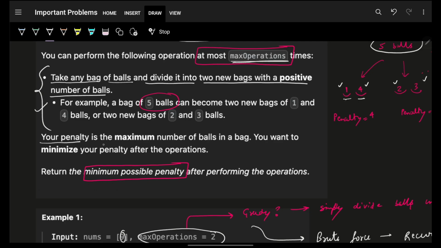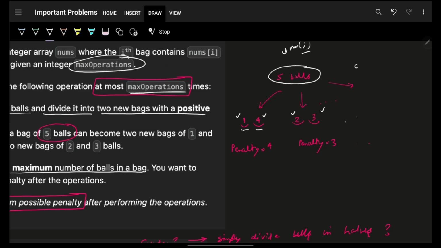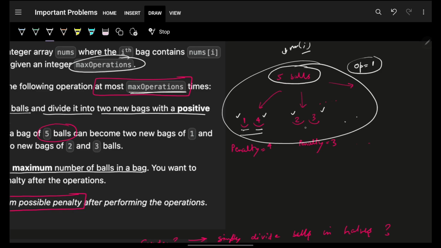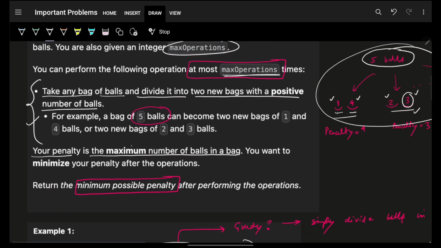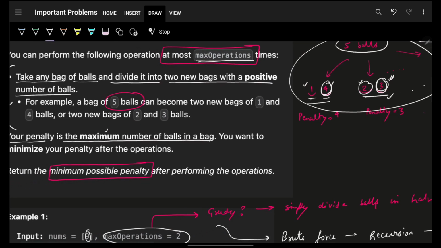Your penalty is the maximum number of balls in a bag. So considering if you were allowed only one operation, then you would do something of this sort. Obviously you have multiple options to divide into. Then for this the penalty here will be 3, which is the maximum number of balls in any of the bags. Ultimately it was divided into two bags, but the maximum balls will be the penalty. Here in this case the maximum balls is actually 4 in one of the bags, thus the penalty is 4.